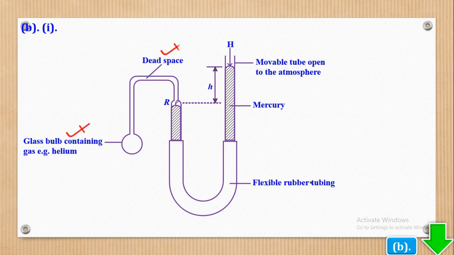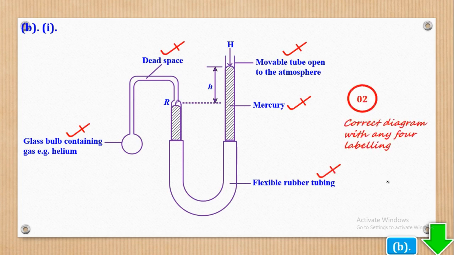So here we shall award marks for any 4 correct labeling. Any 4 correct labeling with the correct diagram, you'll get yourself the 2 marks.